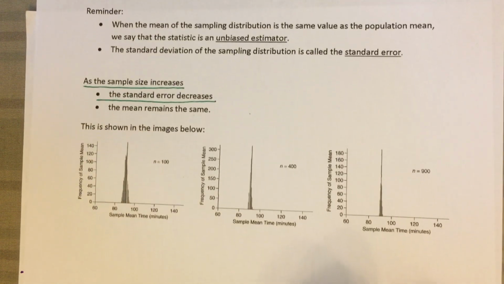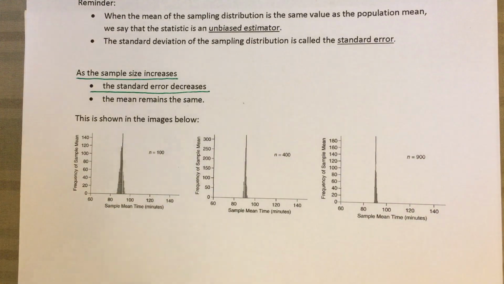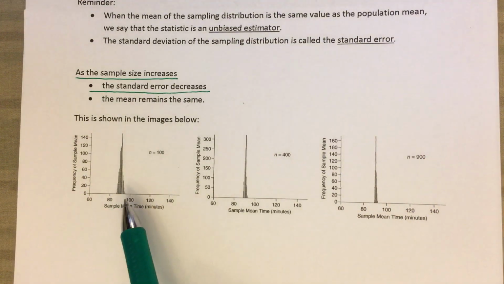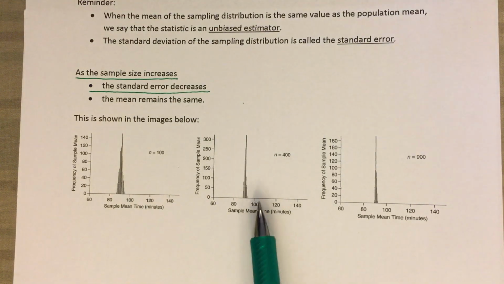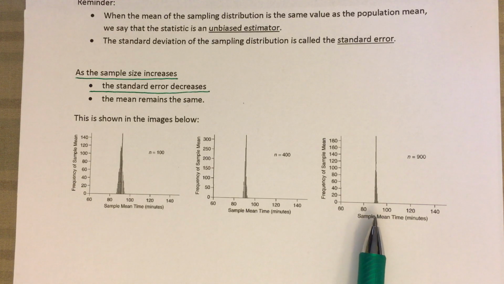If we look at these bottom three images, they show different sample sizes. In the first one, our sample size is 100. In the second example, our sample size is 400. And in the last one, the sample size is 900. Notice that our curves become taller and skinnier. They're less spread out. Our standard error, or standard deviation, is getting smaller, and our sample mean is becoming more precise in all of these examples.